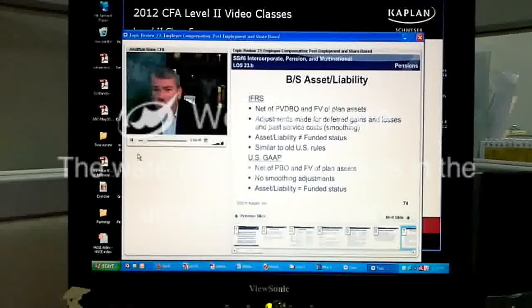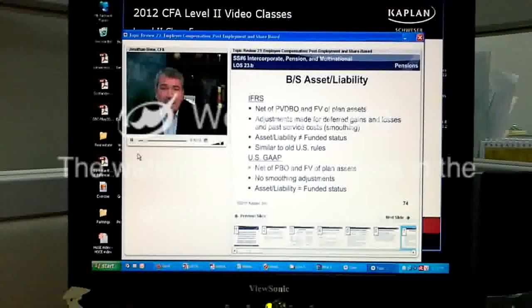So don't worry quite at the moment what these deferred gains and losses are. We're going to explain them in much more detail later on in this reading. All I really want you to take away from this slide is under IFRS, the balance sheet asset or liability does not equal funded status. And notice we've said this is very similar to old US GAAP rules. Under old US GAAP, pretty much it was consistent with IFRS.